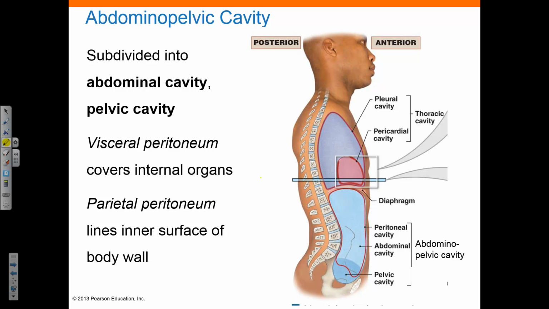The abdominopelvic cavity, found below the diaphragm, is subdivided into the abdominal cavity and the pelvic cavity, with the superior margins of the pelvis marking the start of the pelvic cavity. It is important to note that there is no physical separation between the two cavities. The visceral peritoneum covers the internal organs found here, and the parietal peritoneum lines the inner surface of the body wall.